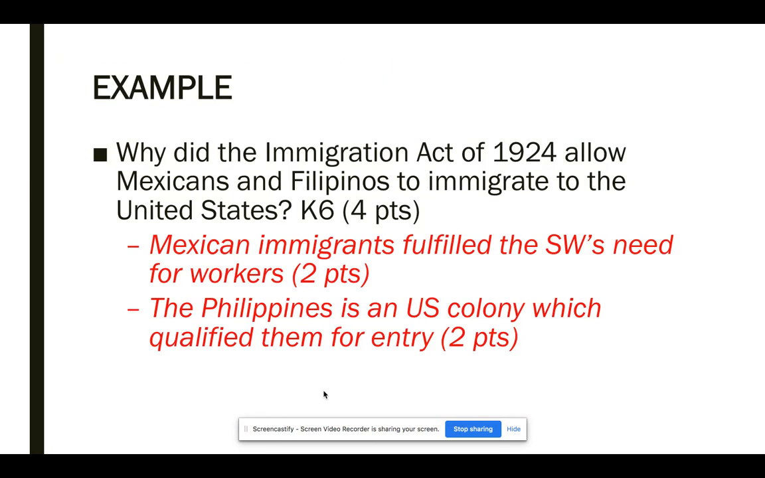Okay, so when I say aligned with the appropriate UKDs, and also if you're going to do point values, this is not an essay question, it's more of a short answer question. And so here the question is listed. Why did the Immigration Act of 1924 allow Mexicans and Filipinos to immigrate to the United States? That's aligned with knowledge goal 6. It's worth 4 points. 2 points for talking about fulfilling the need for workers, and 2 points saying that they were part of a U.S. colony.